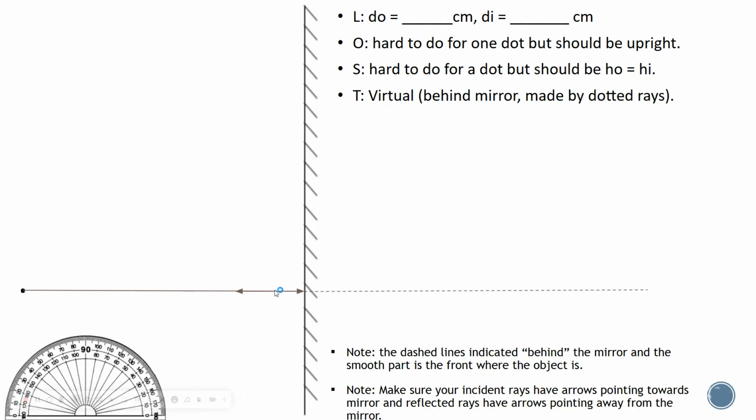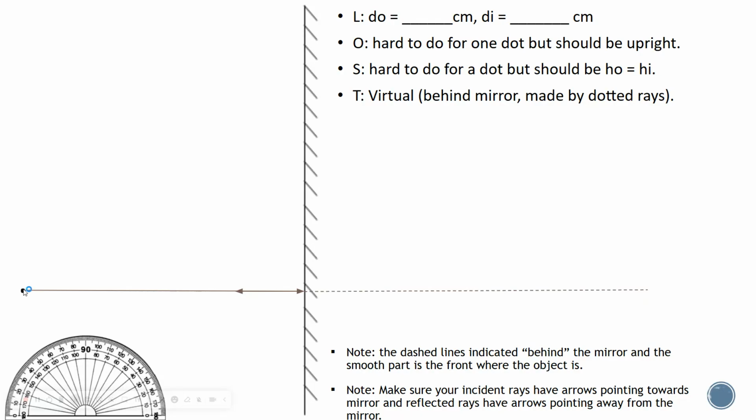And then I'm going to extend the reflected ray behind the mirror. Just extend it far back, as much space as you have. A little trick is, if this is 10 centimeters away from the mirror, you could extend this 10 centimeters behind the mirror. But just extend it far back as dotted lines, because what you've just done here is you've drawn what's called the trace back ray. Now, to find the image, to find where the dot is, you need to actually have two trace back rays that will intersect.